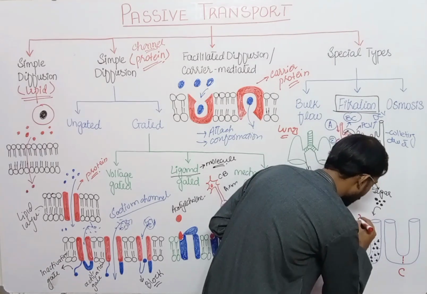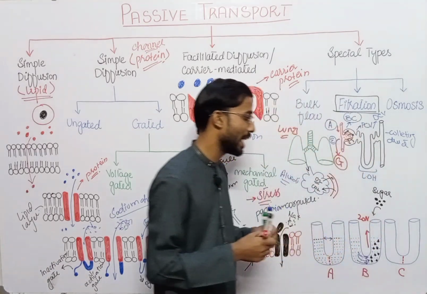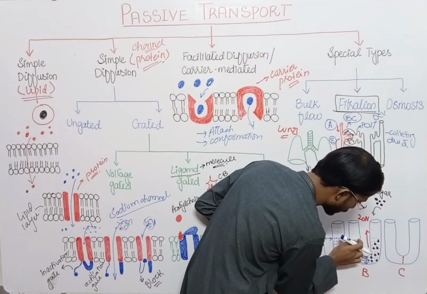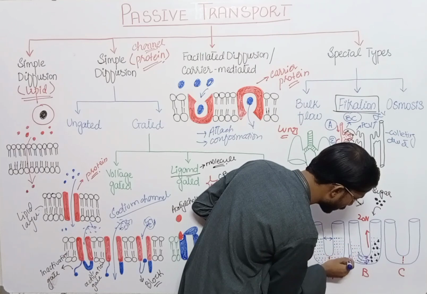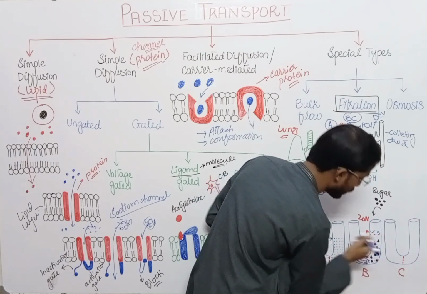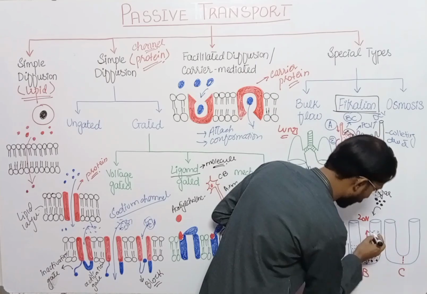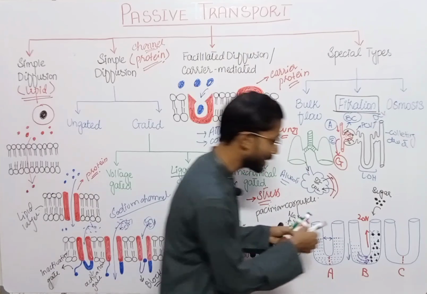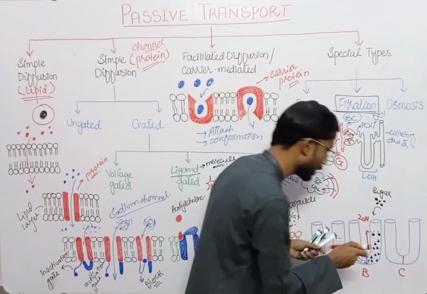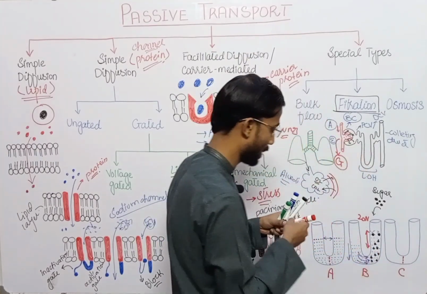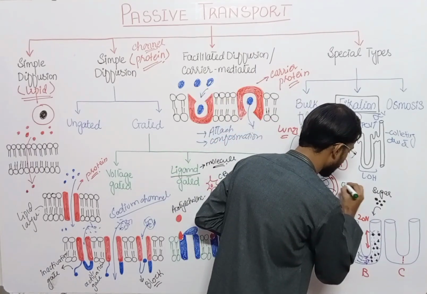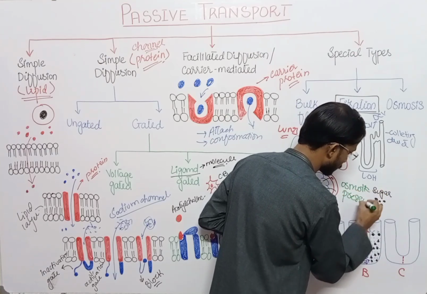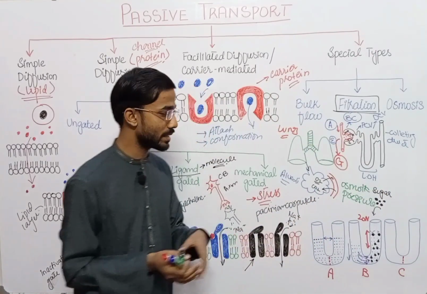Let's suppose a 20 Newton force is exerted in the upward direction. Here the water level moves down, and here the solution moves upward. The difference which is created between them is called the osmotic pressure, which is exerted in the upward direction.